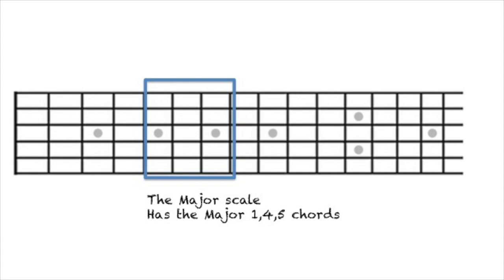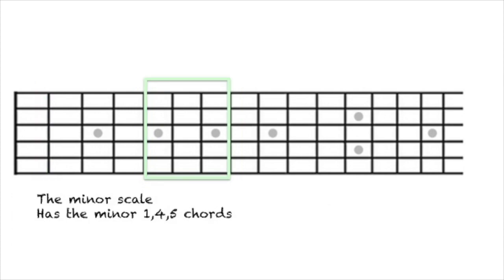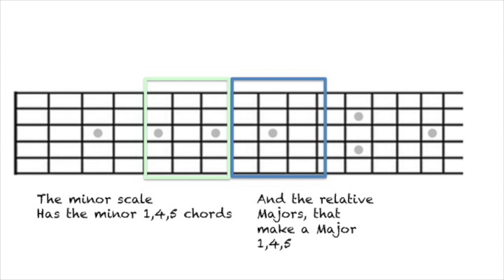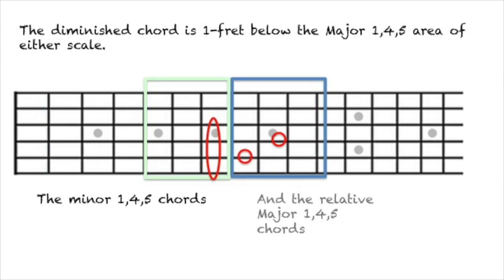The major scale has the major 1-4-5 chords and the relative minors that make a 1-4-5 minor pattern 3 frets down. The minor scale has the minor 1-4-5 chords and the relative majors that make a 1-4-5 major pattern 3 frets up. In each scale, the diminished chord is right before the set of major 1-4-5 chords. That's it. It's that simple. The diminished chord is always right before the major 1-4-5 chords in a scale.